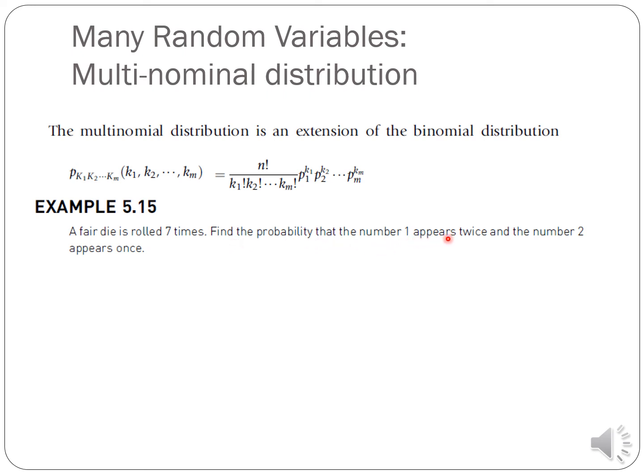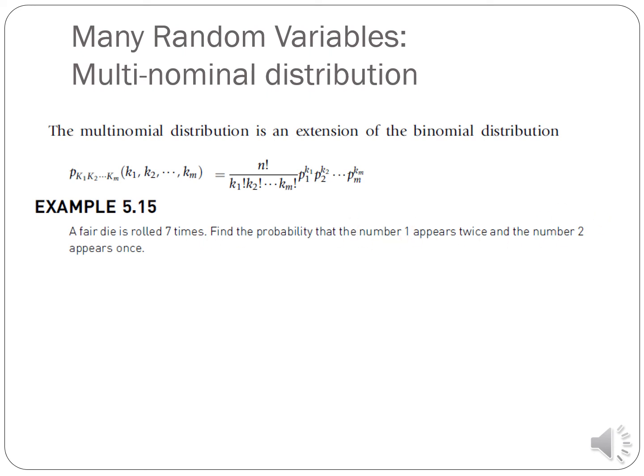The number 1 appeared twice. That means number 1 is an outcome, so k1 is equal to 2. Number 2 is another outcome, and k2 is equal to 1. Okay, so how many outcomes are here? Is it 2 or is it 6? Actually, because the question is only talking about number 1 and number 2, we have to consider these two events.